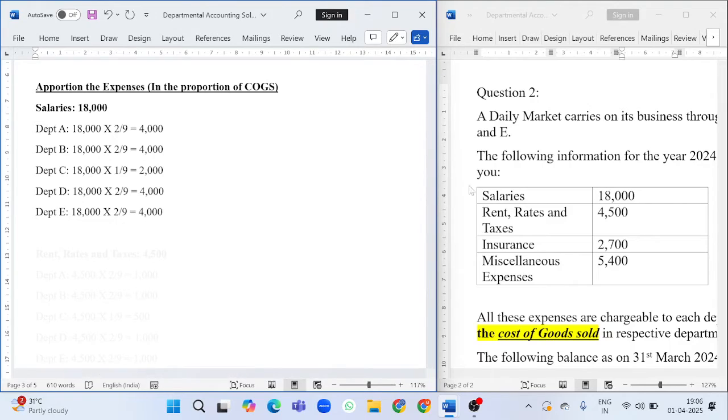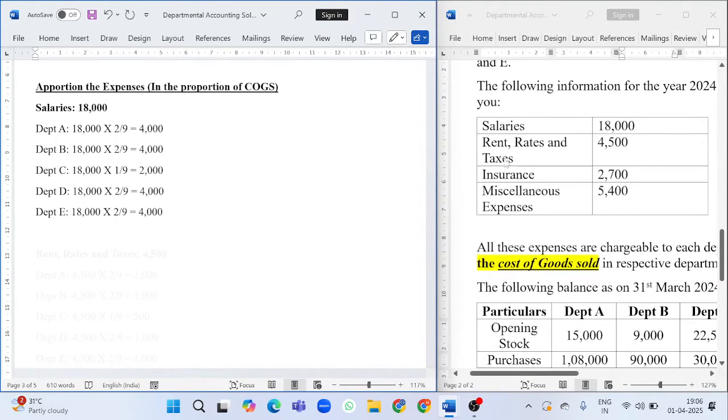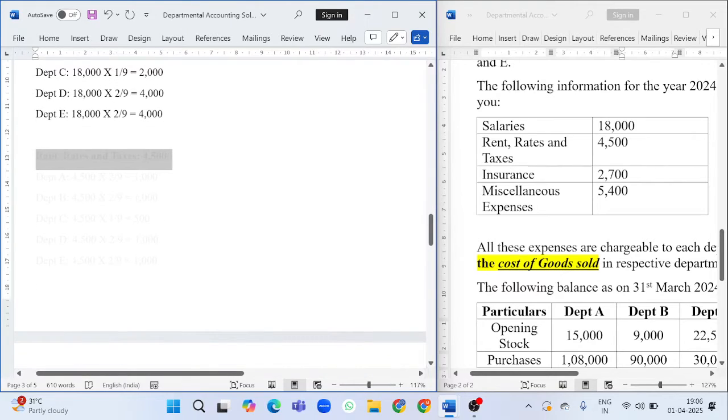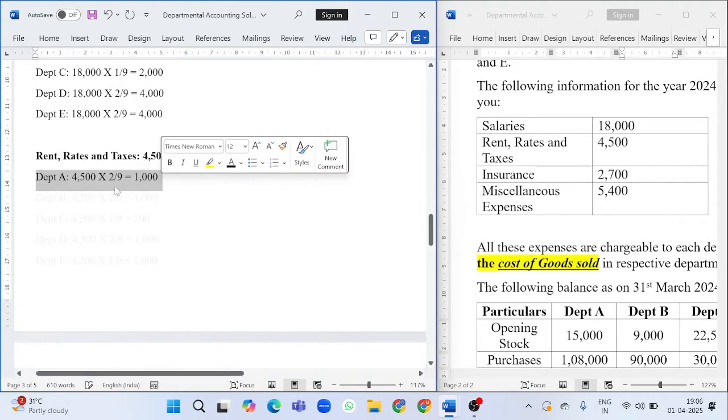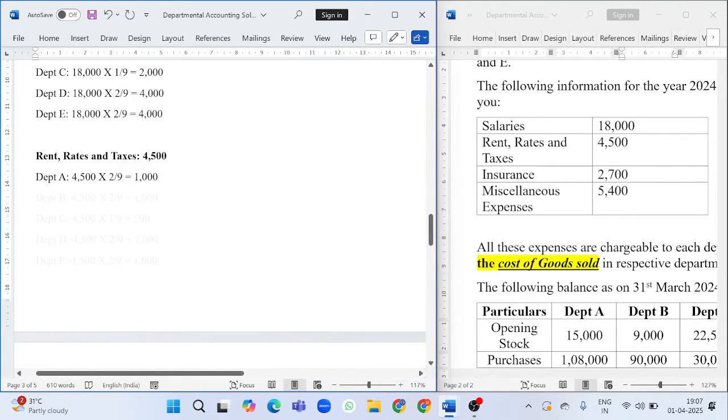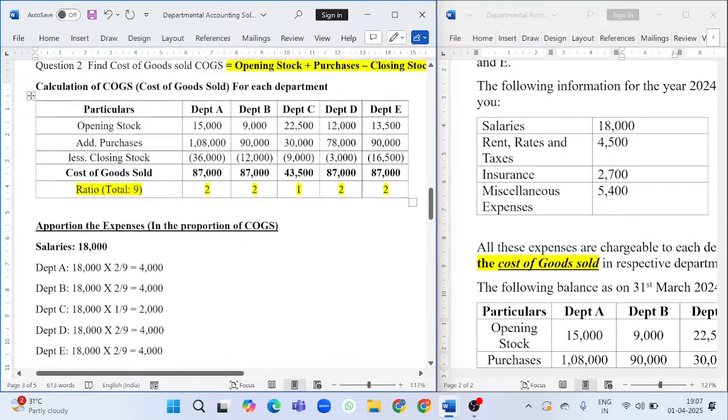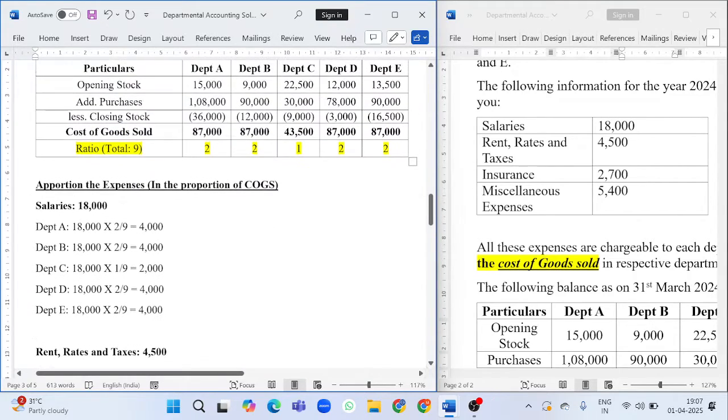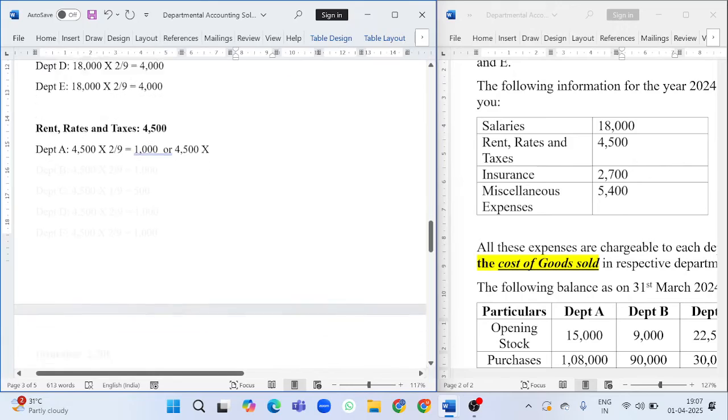Similarly, let us apportion the next expense. Our next expense is rent, rates and taxes. The total rent, rates and taxes are 4,500 rupees. For department A, it is 4,500 into department A's ratio, 2, and total ratio is 9. So 4,500 into 2 by 9. Or there is one more method which I used in problem number 1, video number 1. You can also do it like this: 4,500 into the COGS of department B, which is 87,000.